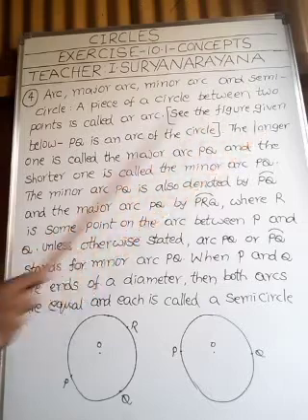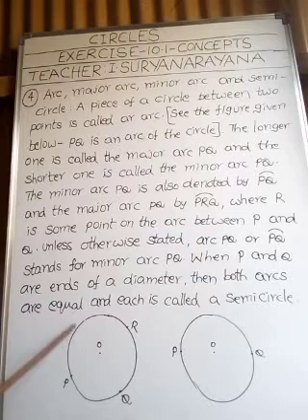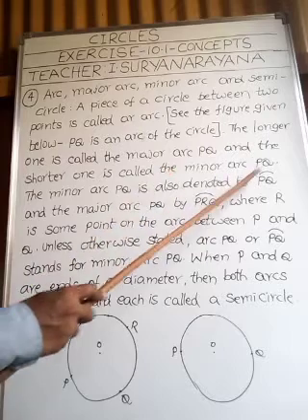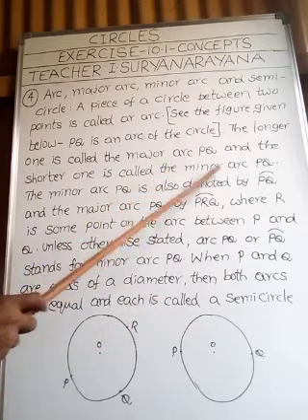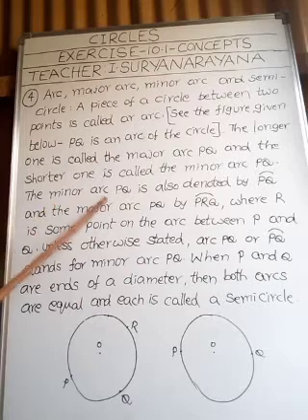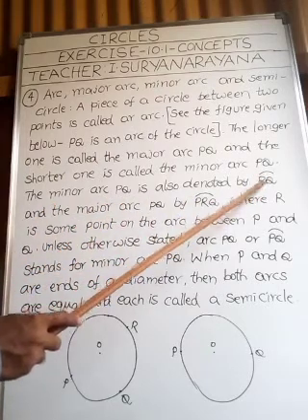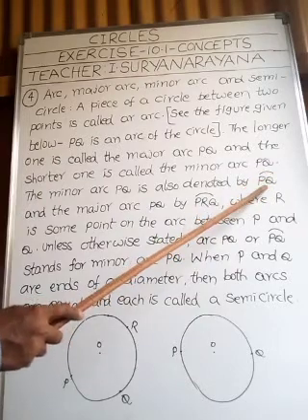But the longer one is called major arc PQ. This major part of the circle is called major arc, and the shorter one is called minor arc PQ. This shorter part of the circle is called minor arc. Understood these points, my children? The minor arc PQ is also denoted by PQ with an arc symbol above these two letters. Okay, my children, understood this one?